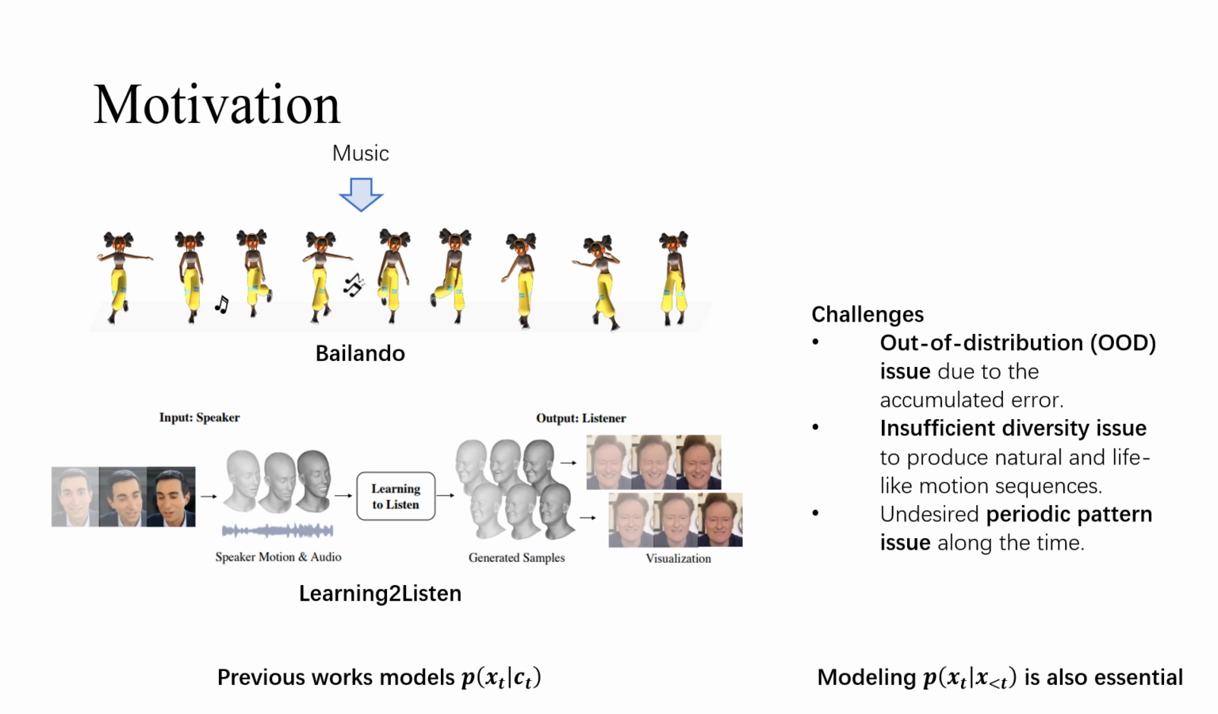We argue that this seemingly trivial problem is actually challenging for the following reasons. First of all, the conventional autoregressive method will cause the out-of-distribution issue because of error accumulation. Secondly, insufficient diversity will become a fatal issue when we try to produce infinitely long sequences. Lastly, there will be the undesired periodic pattern issue along the time when the sequence goes long enough. To address the above challenges, we officially define the problem of controlling character motions without a driving source.